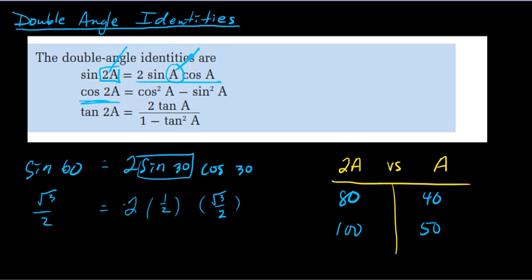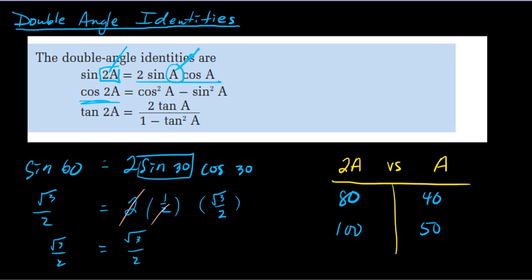So let's just see if this works. If you evaluate this, that 2 times the 1/2 goes away, and what are you left with? 1 times root 3 over 2. So it is confirmed, or verified at least, with this pair.